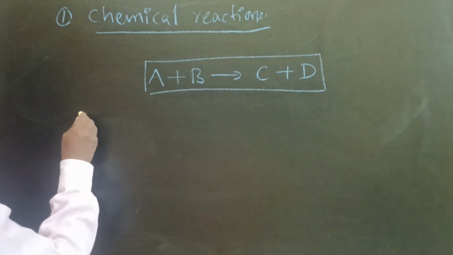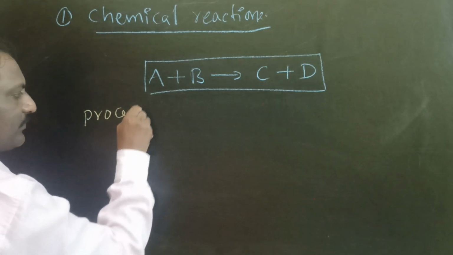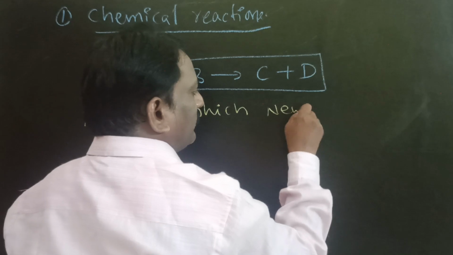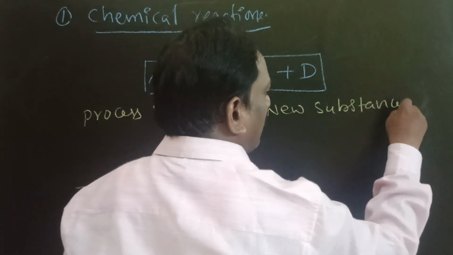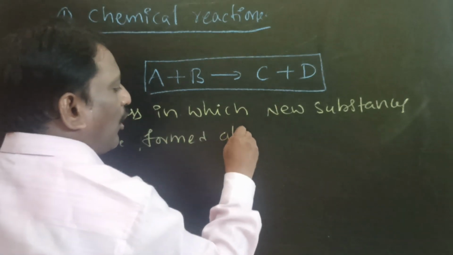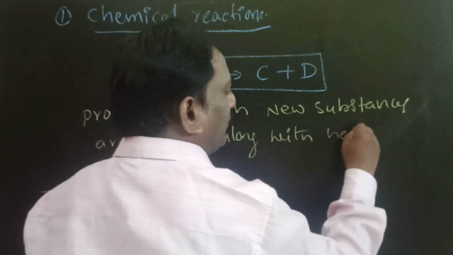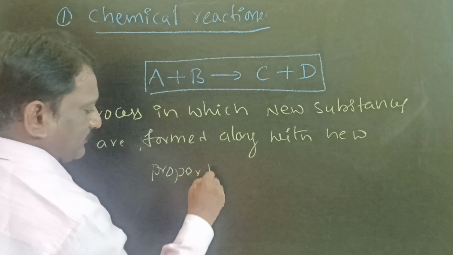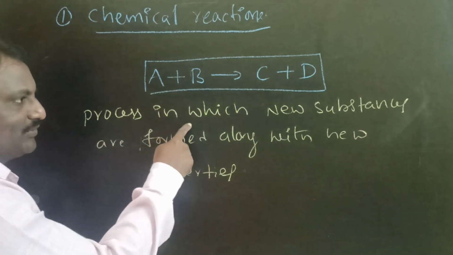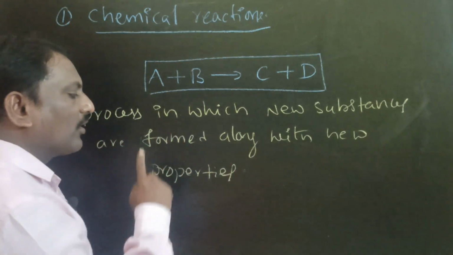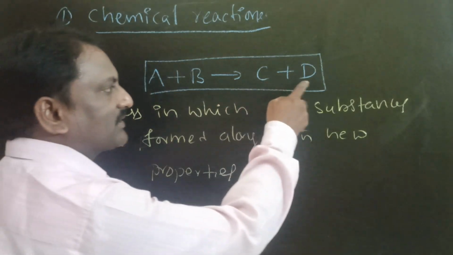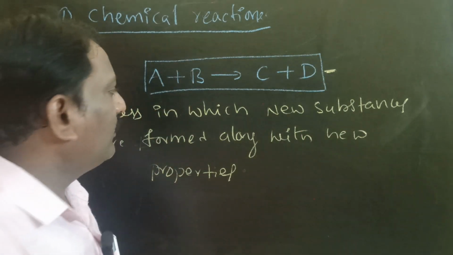So that means a chemical reaction is a process in which new substances are formed along with new properties. This process is called chemical reaction. So here A reacts with B to give C plus D. This is called a reaction.